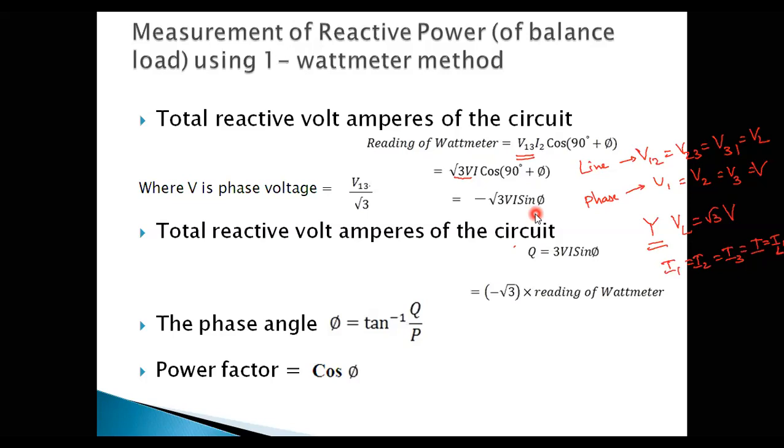We have the reading of the wattmeter in terms of phase values. It shows that it is V phase I phase sine phi into minus root 3. So that means actually the Q value is 3 times VI sine phi. That means if we multiply minus root 3 to this term, we will get 3 times VI sine phi. So if you multiply minus root 3 to the reading of the wattmeter, as per the connections we have seen, it should give you the reactive power.